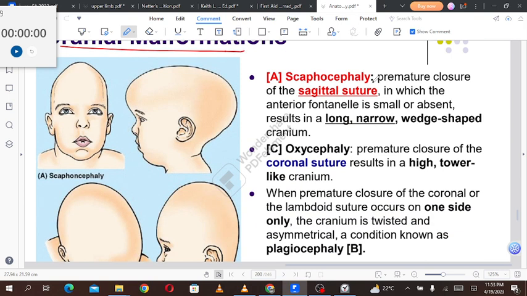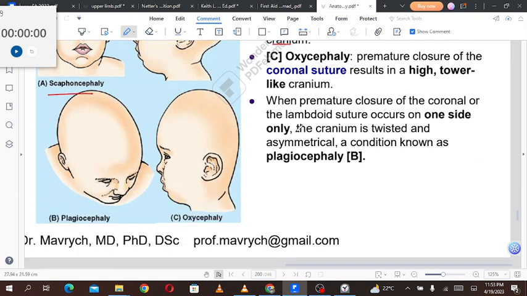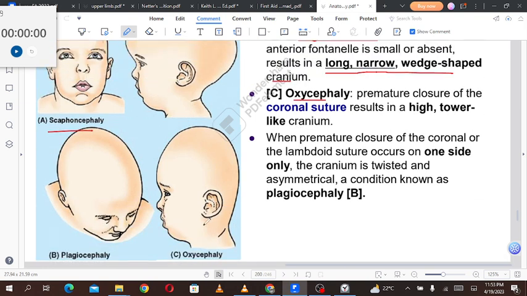What is scaphocephaly? Here you can see scaphocephaly. It is premature closure of the sagittal suture, which is like over here. The anterior fontanelle is small or absent, resulting in a long, narrow, wedge-shaped cranium. In C, you can see oxycephaly, this one. Premature closure of the coronal suture results in a high tower-like cranium. So there is a high tower-like cranium.